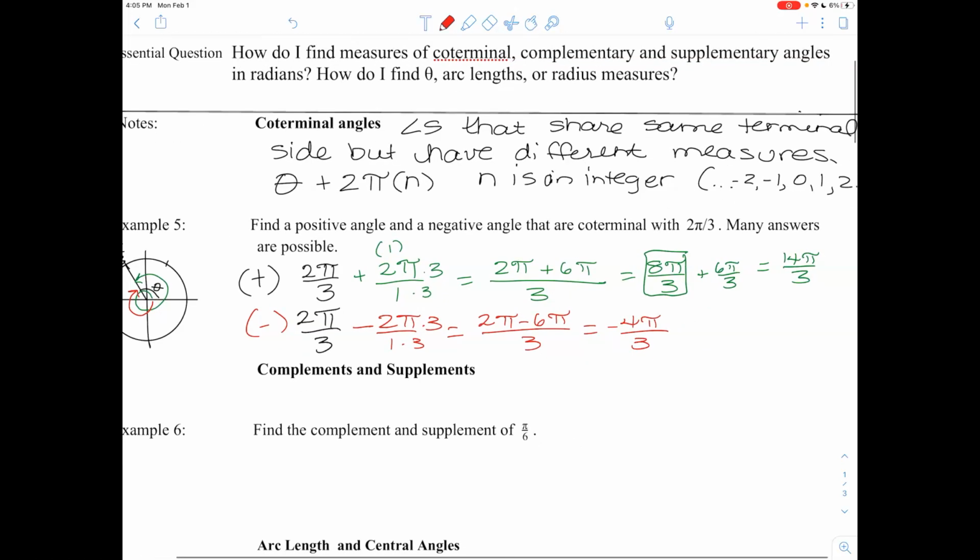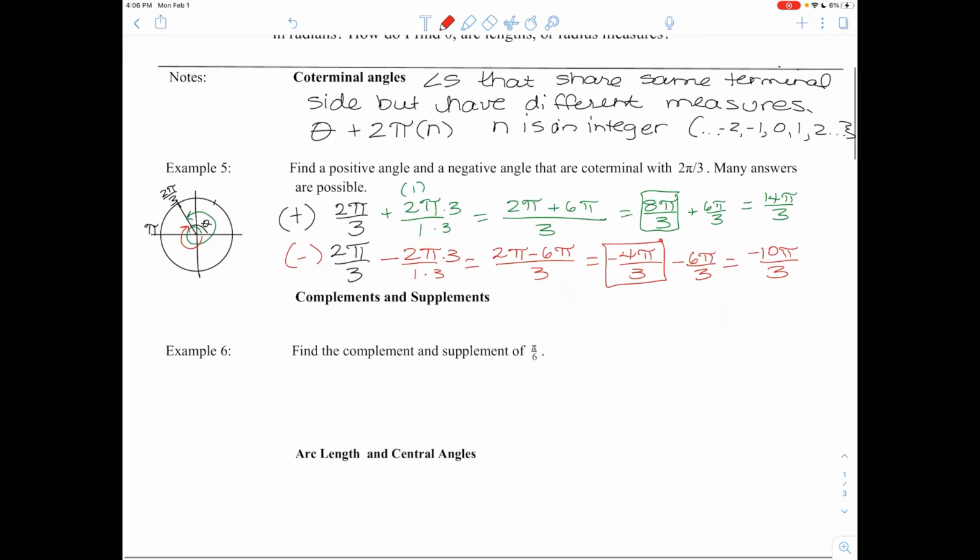Okay, and then of course we could subtract another 6 pi over 3 if we wanted to get to negative 10 pi over 3. Okay, and so I'm giving you multiple coterminal angles with 2 pi over 3 because there are infinite coterminal angles. It just depends on how many full rotations or revolutions you're going to do before you terminate at that spot in the rotation. Okay, so there we have those.